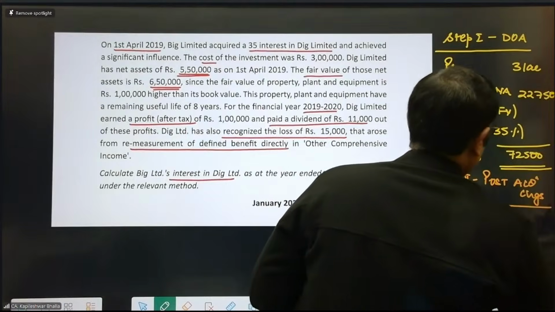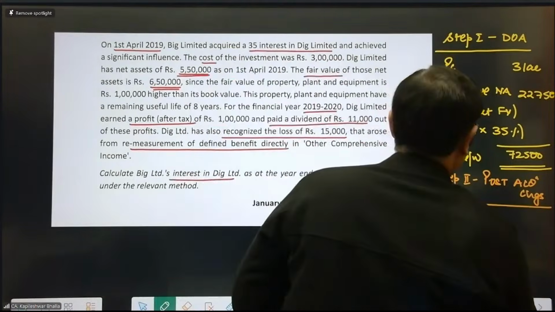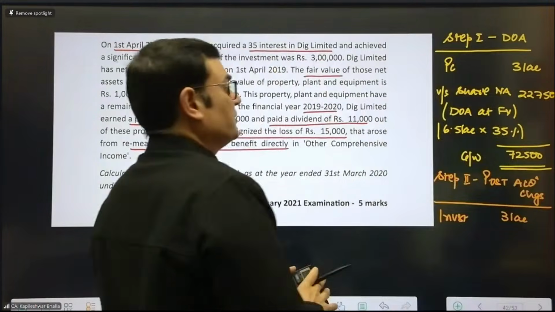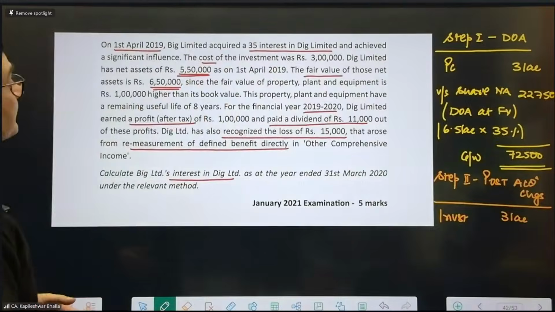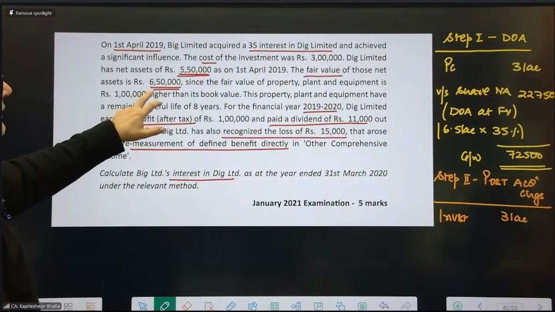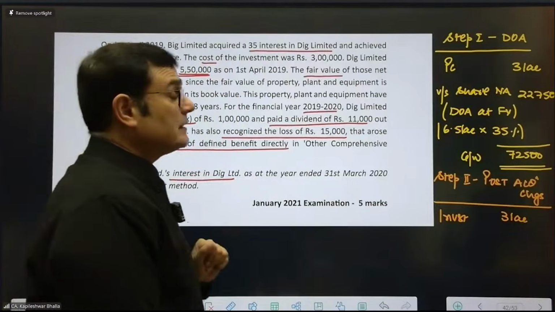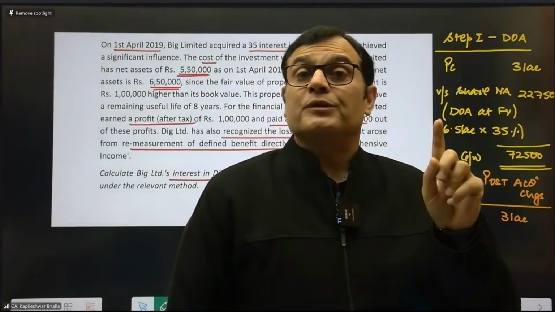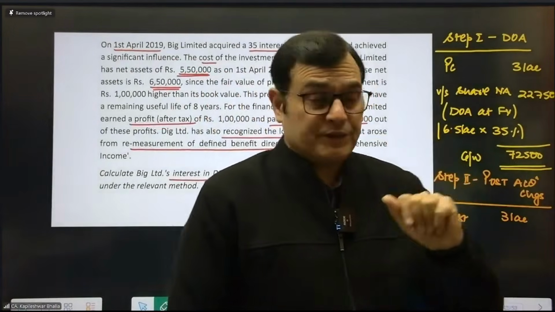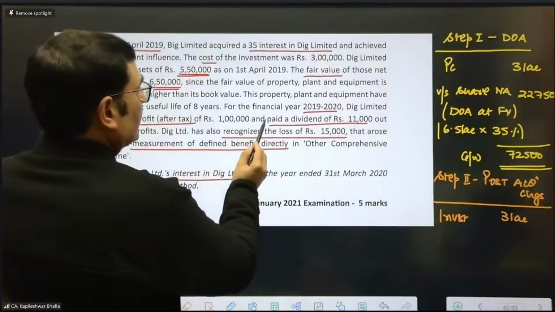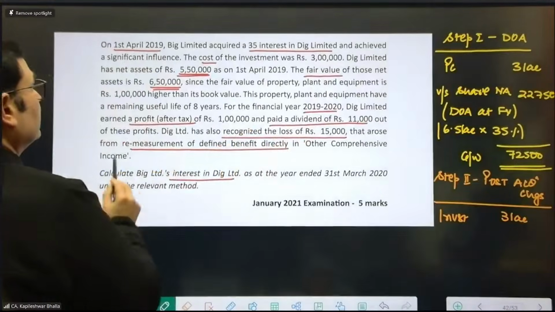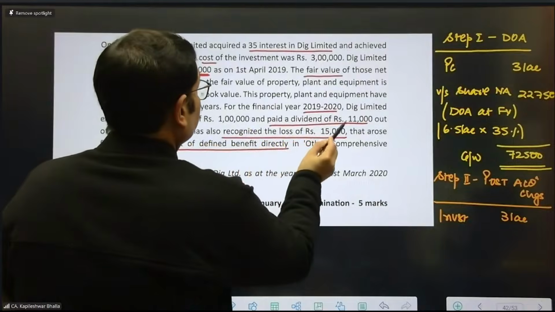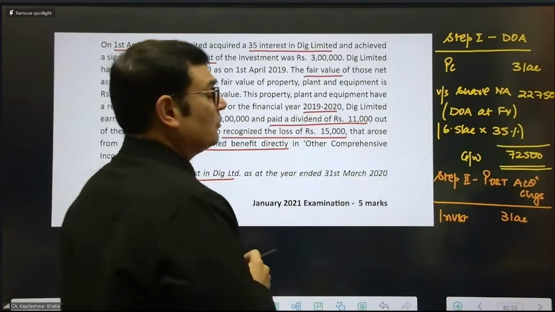So in terms of the post-acquisition changes, we'll take the investment as a base. 3 lakh is the investment, which is a base. Now let's come back. There is definitely a fair value increase resulting in additional depreciation, which is to be taken care of when you consider the post-acquisition earnings. Now we are given that in 1920, they earned a profit after tax of 1 lakh, and then they paid a dividend of 11,000 out of those profits.